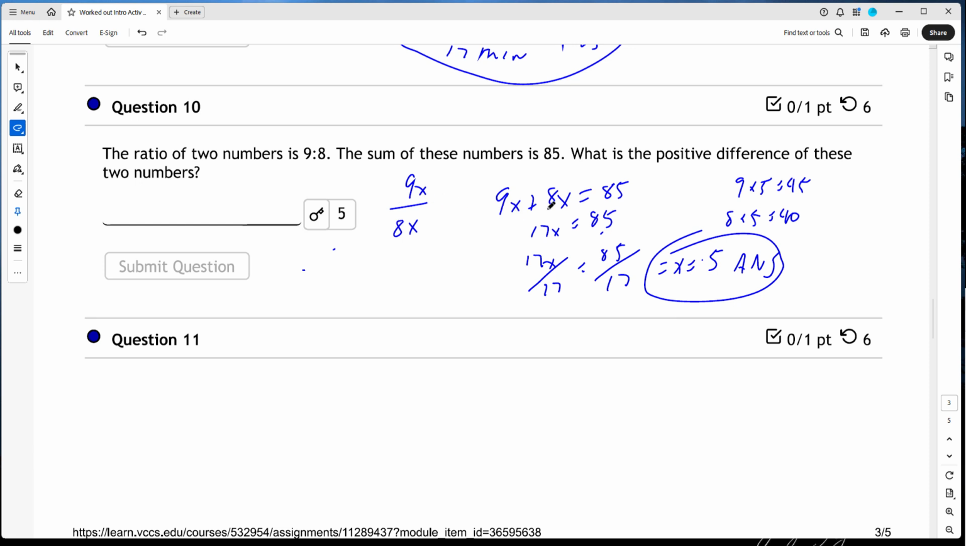I know that the sum of the two numbers is 85. So 9x plus 8x is 85. Add these together, 17x is 85. If I solve for x, x is equal to 5.